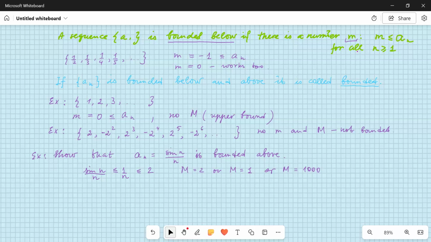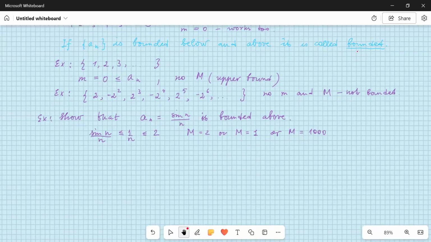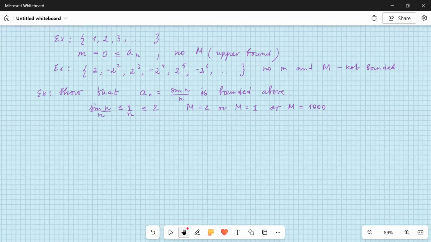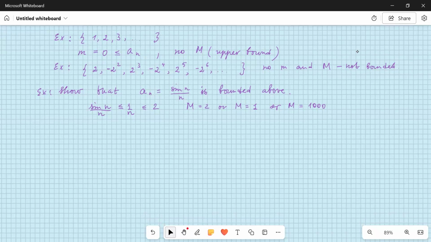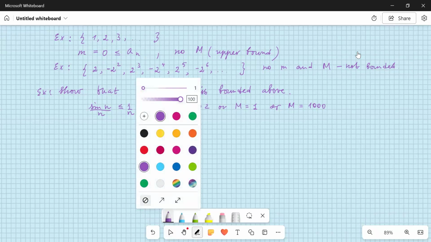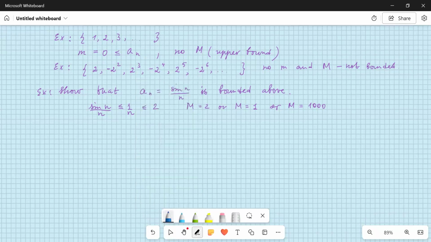Now, guys, the last definition, or last theorem actually, of our section 11.1 is the monotonic sequence theorem. I'm going to use a different color to separate this theorem from all the other theorems we learned so far. Monotonic sequence theorem. Very simple.